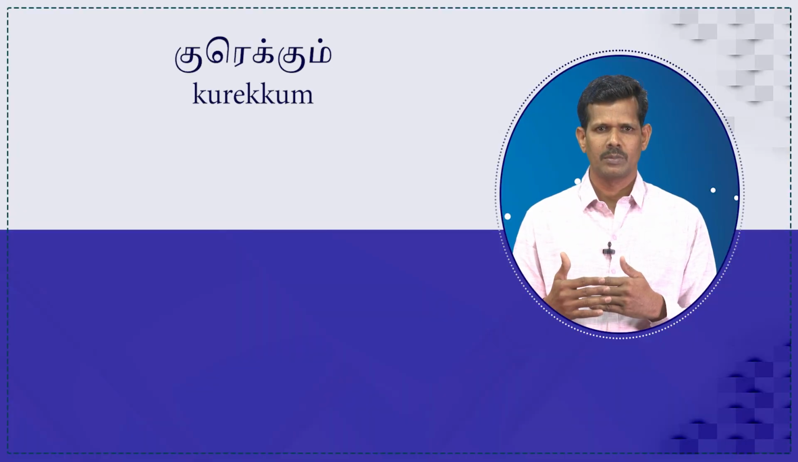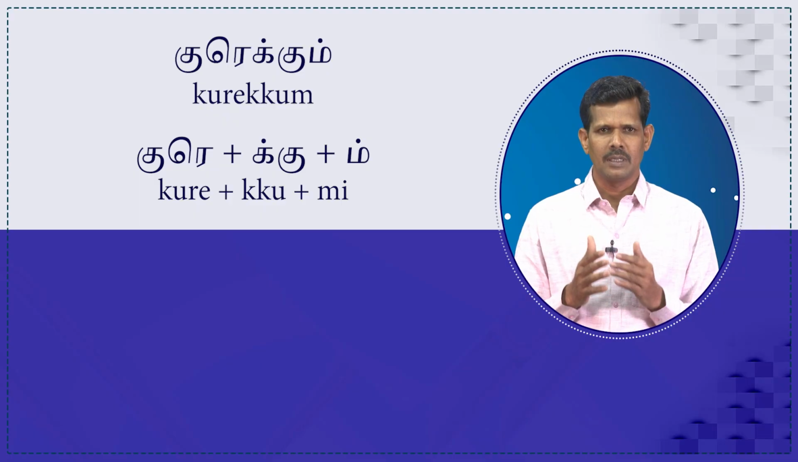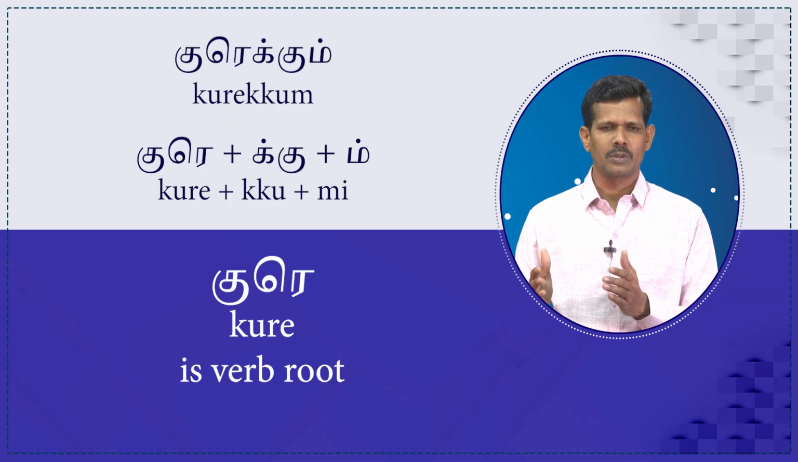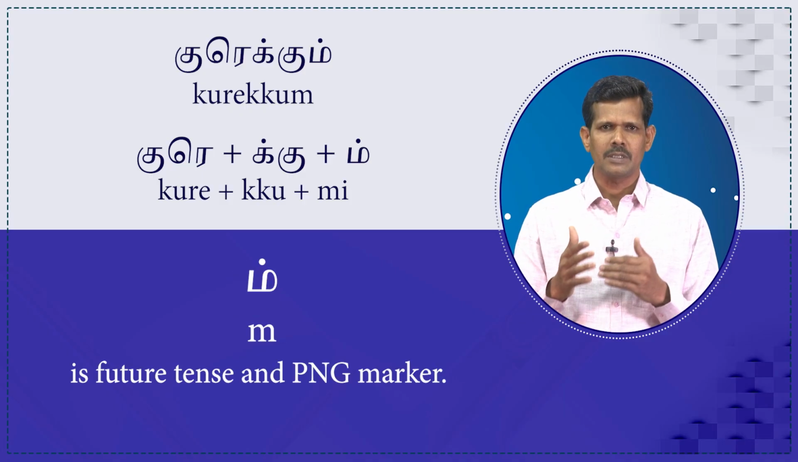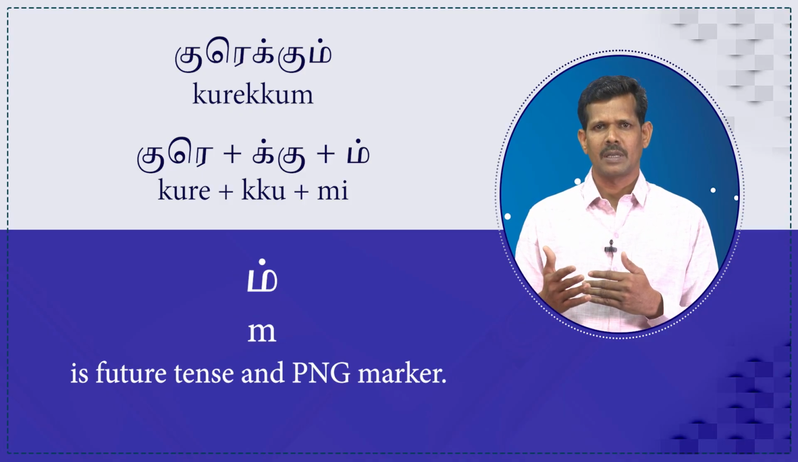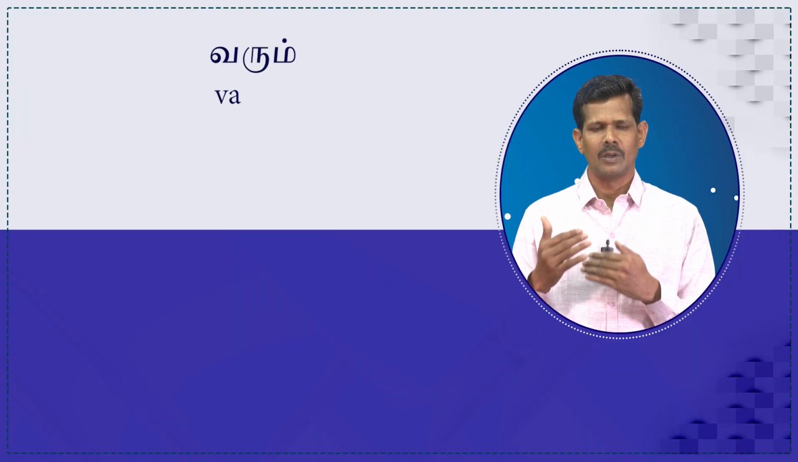We will see the next example, kuraikum. It is segmented as kurai plus kku plus um. Here kurai is verb root, kku is linking particle, um is future tense marker and PNG marker. Next example is varum.